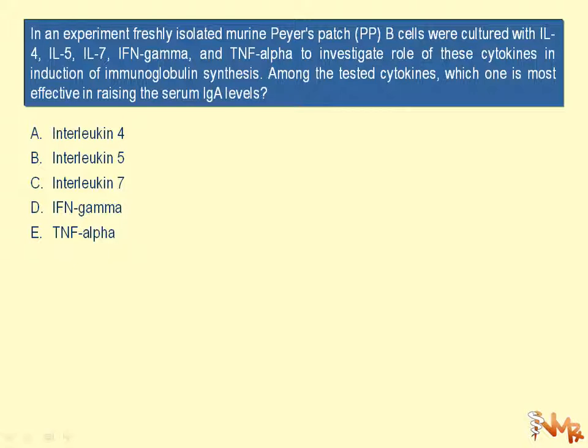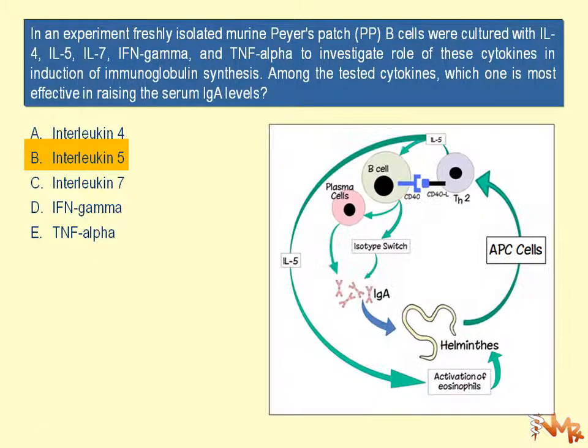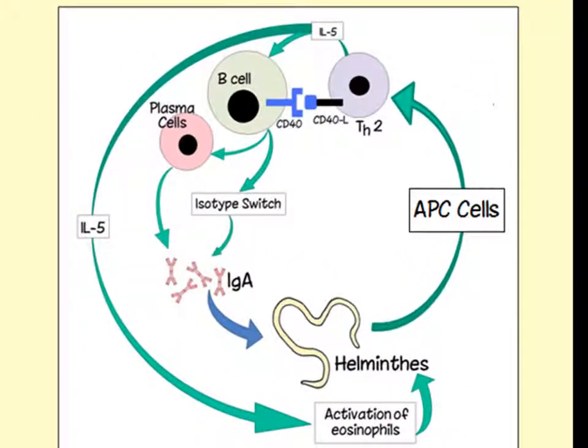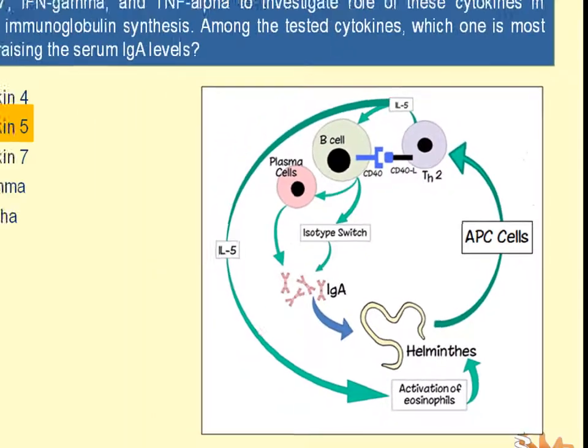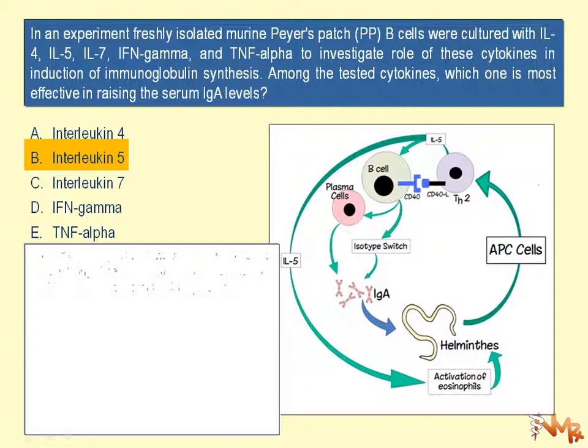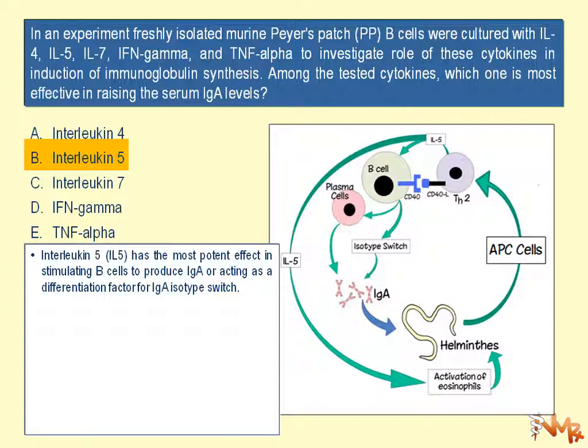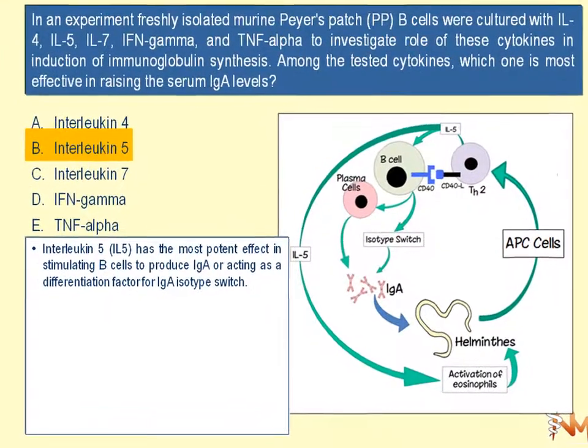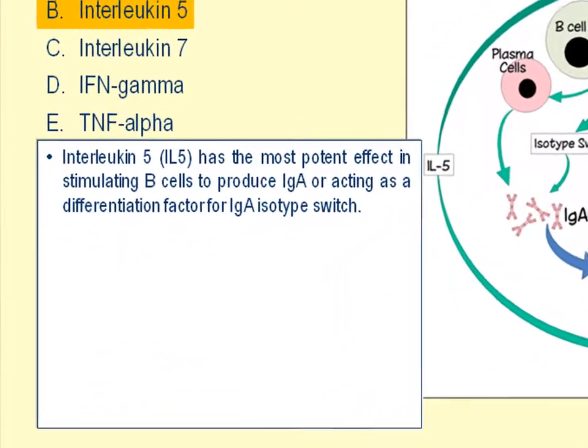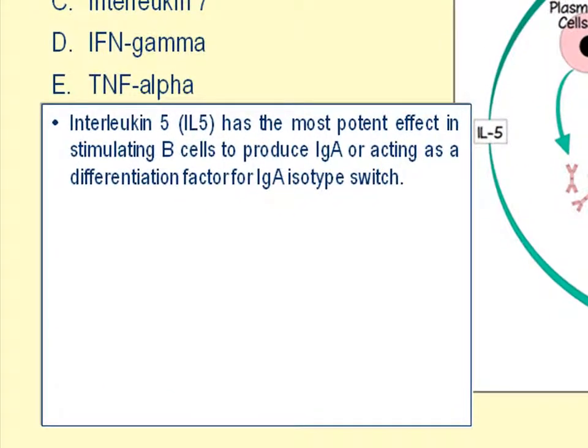You should know the answer by now. This one should be interleukin 5. And I'm going to be referring to this diagram. I'm showing a helminth at the bottom of the diagram. Just to know, interleukin 5 has the most potent effect in stimulating B cells to produce IgA, or acting as a differentiation factor for IgA isotype switch.